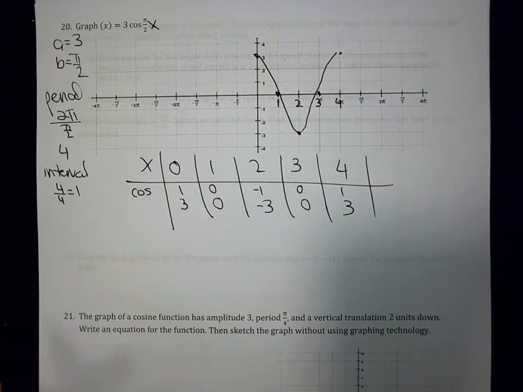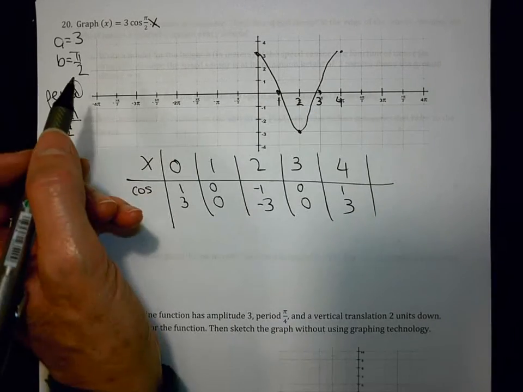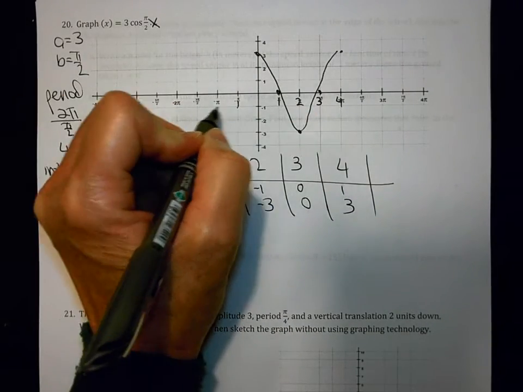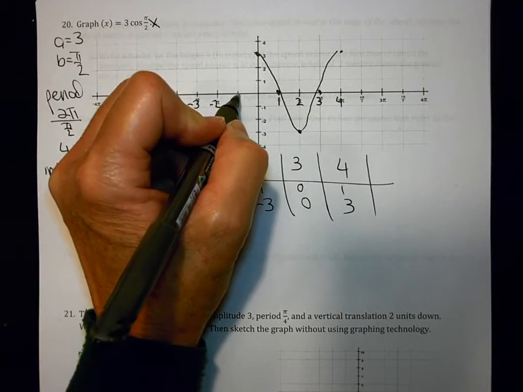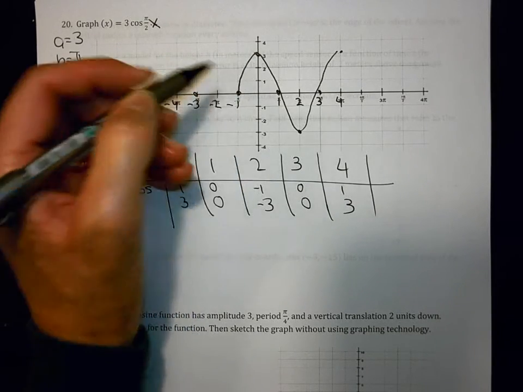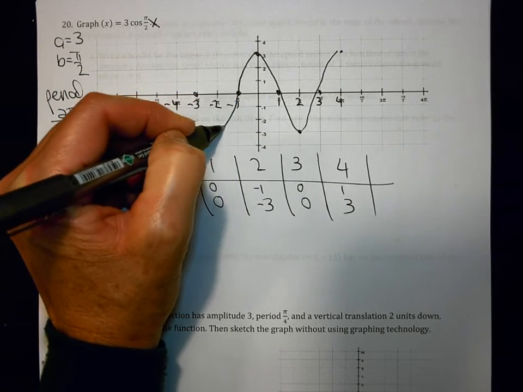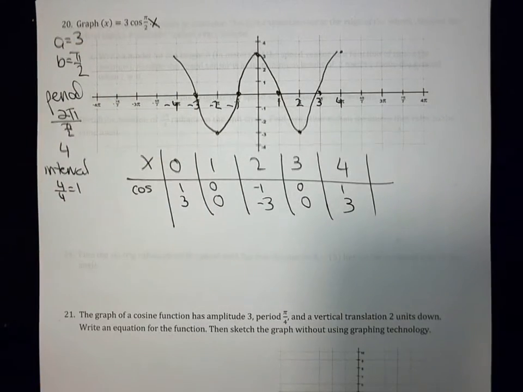And if we continue to a second period, we could go this way or this way, but we would have the same x-intercepts, so negative 1, negative 3. So this would come down, the 2 would go to the negative 3, and then the 4 would go back up. So that would be a picture of two periods.